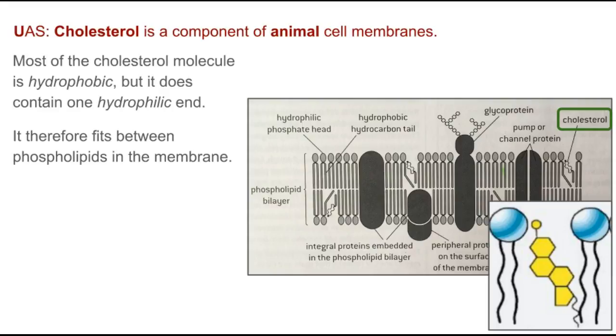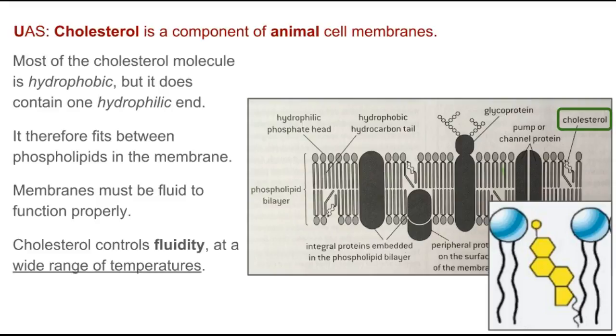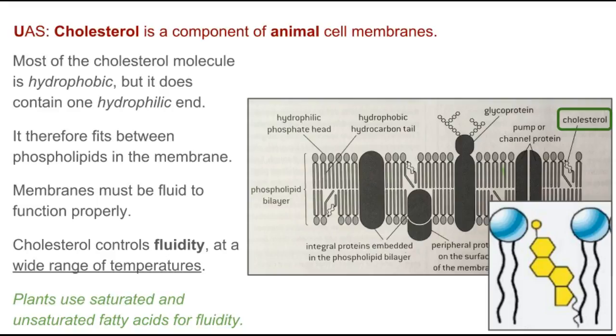So here, it is quite difficult to see on that first picture, so I've given you an enlarged version here. We can see that you need to draw these embedded within the phospholipid layers. Membranes must be fluid to function properly. And cholesterol helps to control this fluidity in animal cells at a wide range of temperatures. Plants do not use cholesterol for this. They use a combination of saturated and unsaturated fatty acids to control their fluidity.